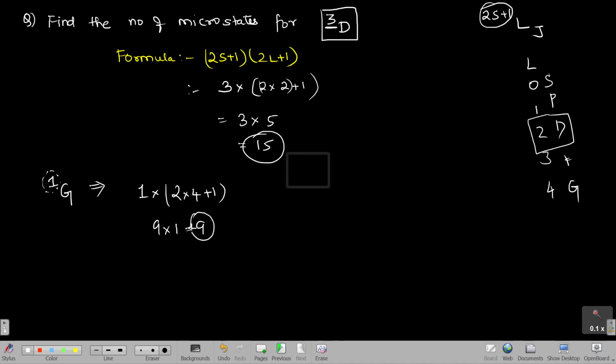So there are two formulas. One is a formula to find out the microstates from an atomic term. The other one is a formula to find out the microstates from an electronic configuration.